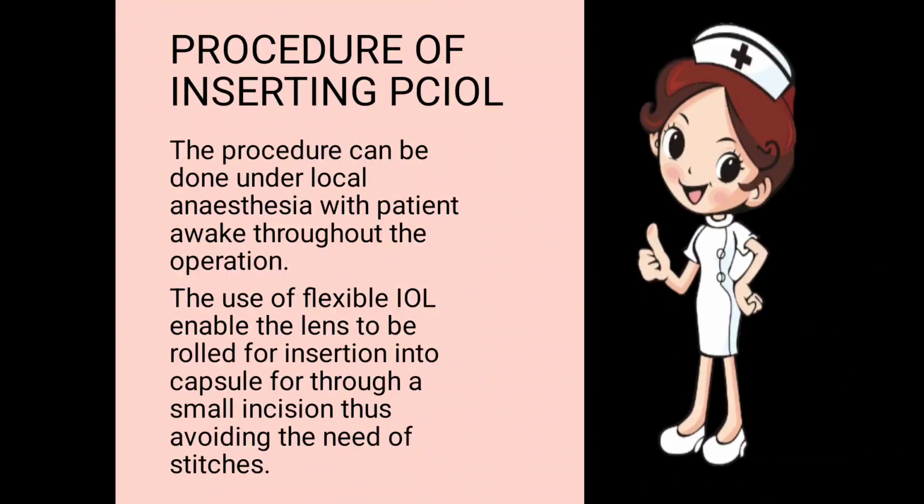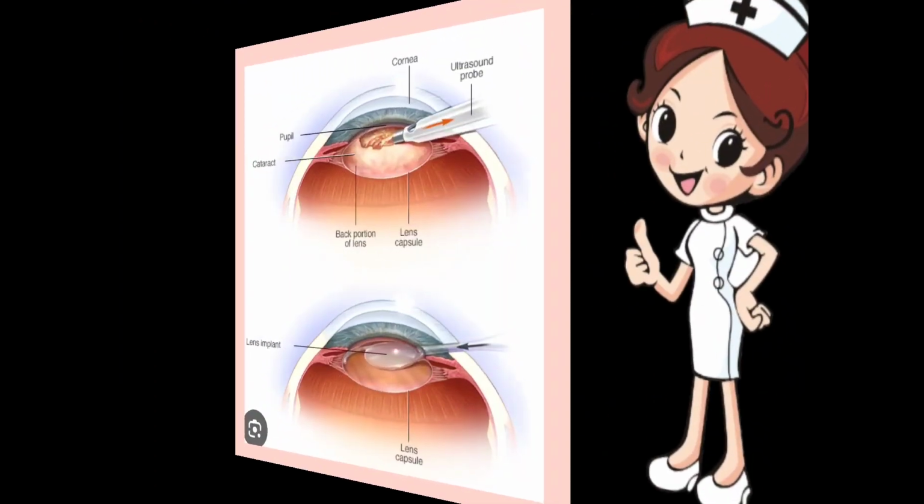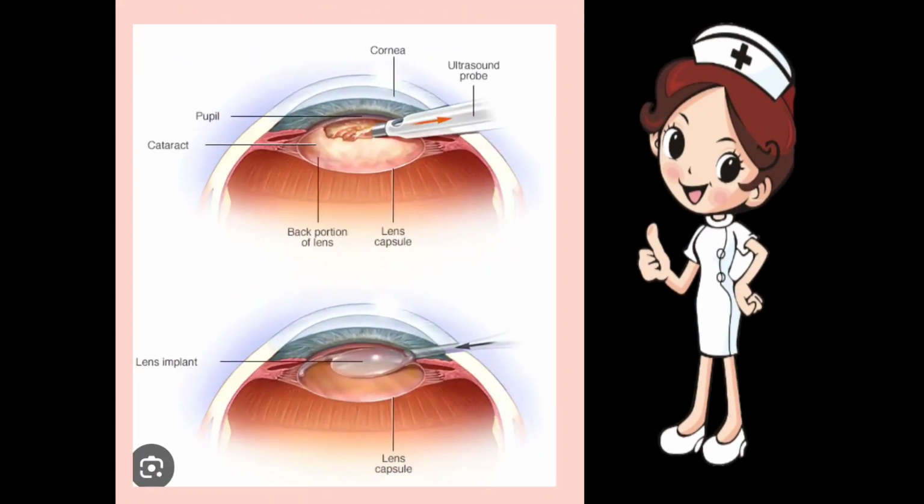Next is the procedure of inserting PCIOL. Now PCIOL as well as ACIOL are the locations where we are going to insert the intraocular lens, after removing the natural lens from the eye. Now what is posterior chamber? PCIOL means posterior chamber intraocular lens. Intraocular lens is the IOL which we are going to insert, and PC, posterior chamber, is the location where we are going to insert it.